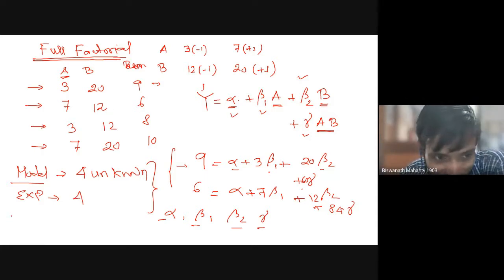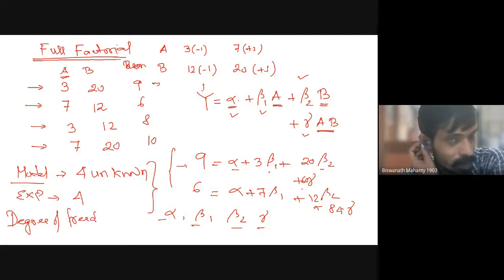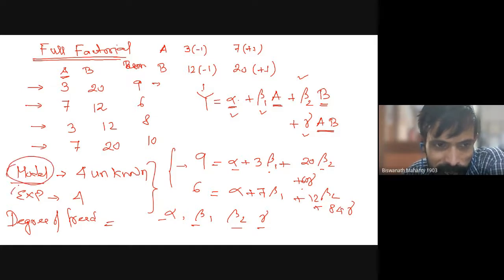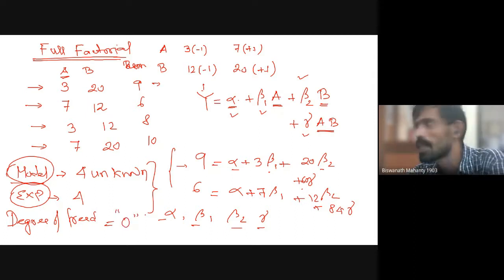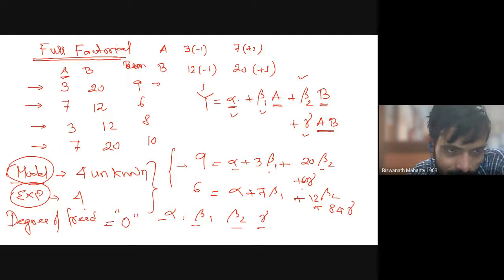So here, degree of freedom, many times people will say, how much freedom you have. This degree of freedom is how many are required for the model and how many you have from your experiment. So here degree of freedom is 0. How am I calculating it? I am doing experimental minus model. That number is called degree of freedom. So here it is 0.